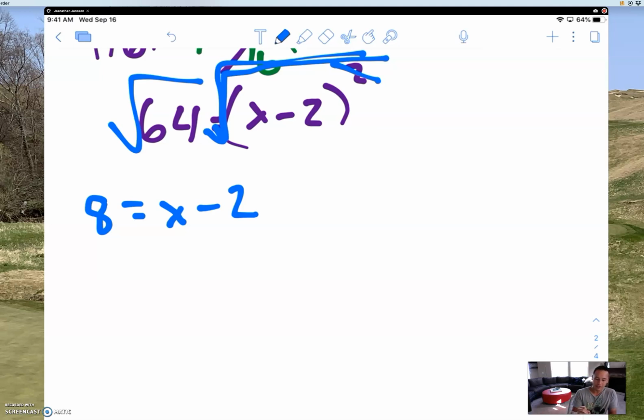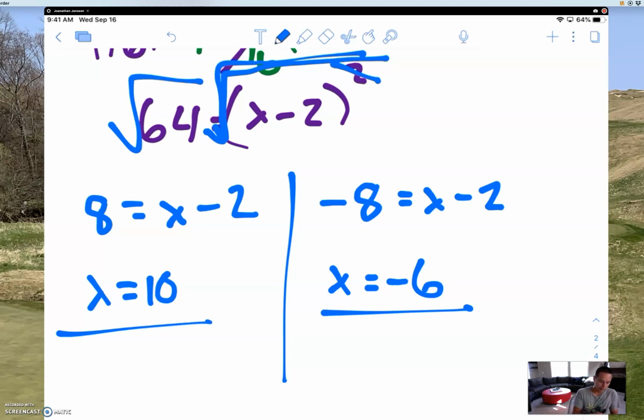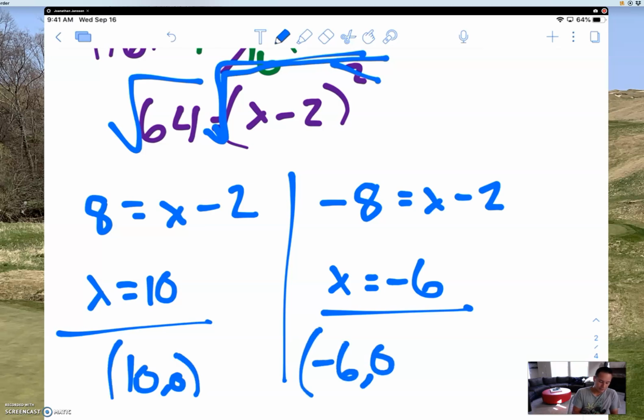So I have to set up a second equation here. Negative 8 equals x minus 2. So when you're solving equations and you get to a point where you end up taking the square root of both sides, you have to have one positive and then one negative, and then we'll just solve those separately. Over here, we add 2 to both sides and we get x equals 10. And over here, we add 2 to both sides and we get x equals negative 6. So our two x-intercepts would be at negative 6 and 10. And you could write those as coordinates: (10, 0) and (negative 6, 0).